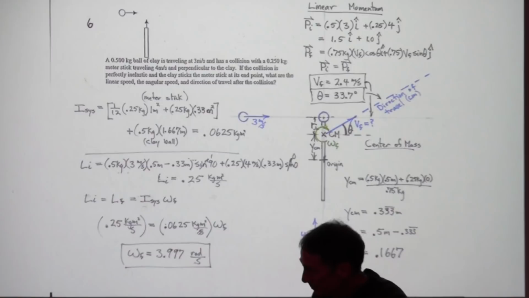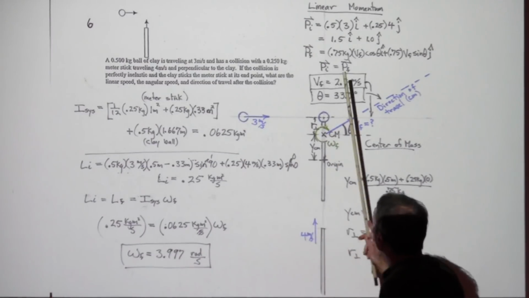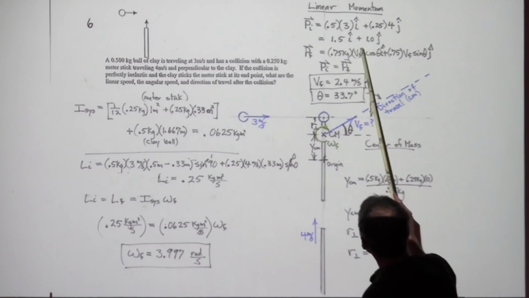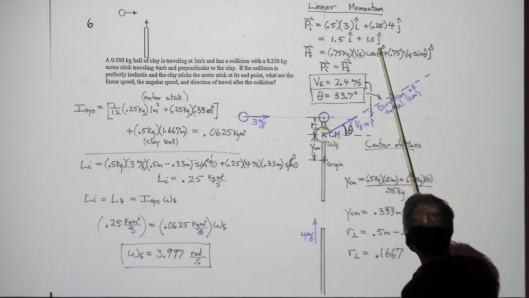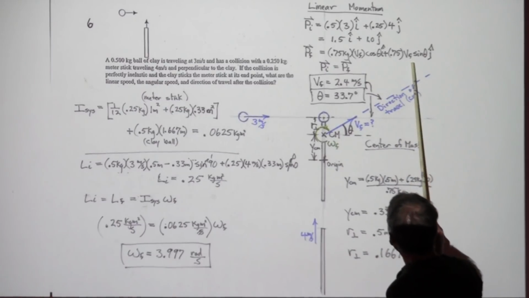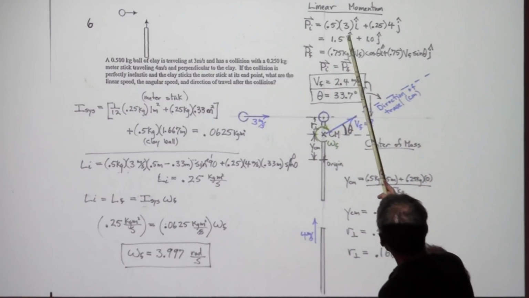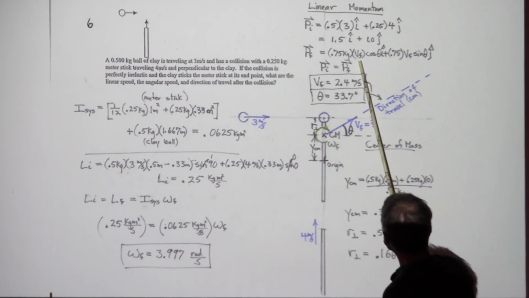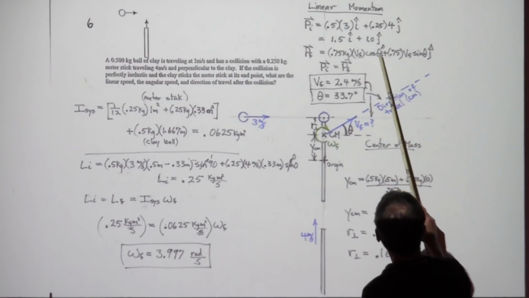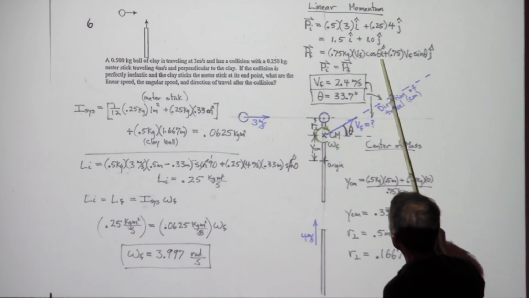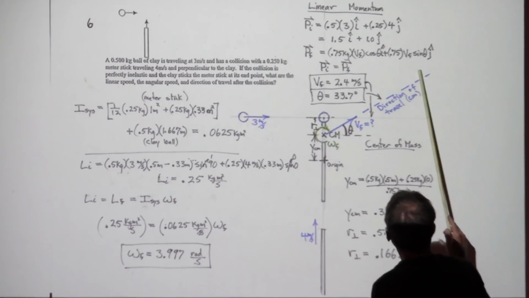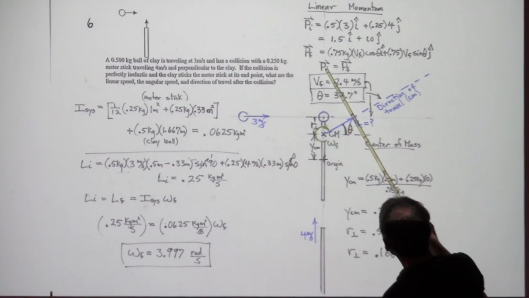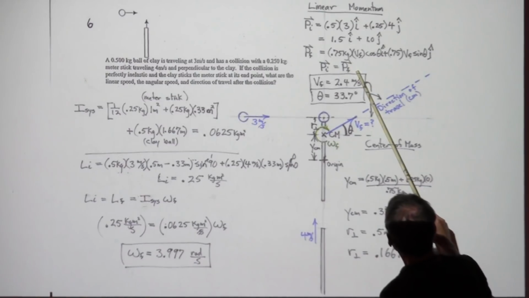Okay, so let's break this down. Linear momentum is, again, relatively easy. We've got the clay ball, we've got the meter stick coming in, that's the initial momentum. This is the final momentum. I don't know what the velocity is. I'm not sure what the angle is. It's going to go off at some angle. We need to find that direction, that angle. That's going to be from the final. We can set P initial equal to P final.